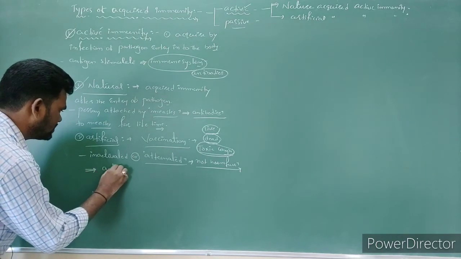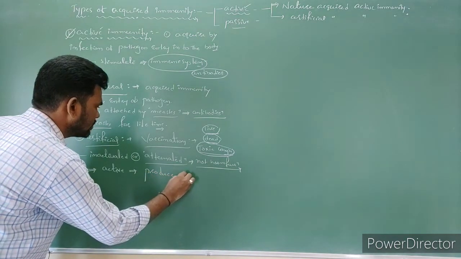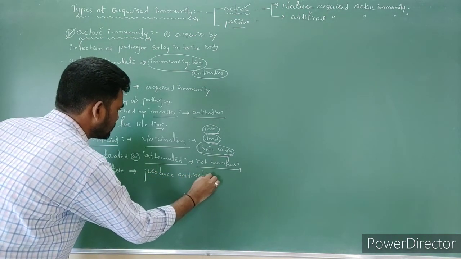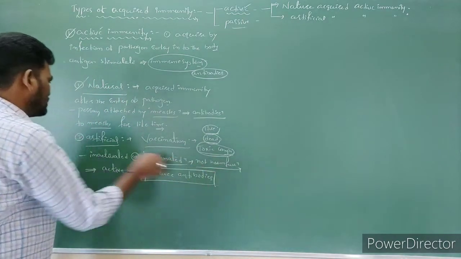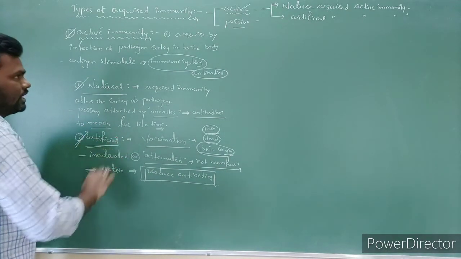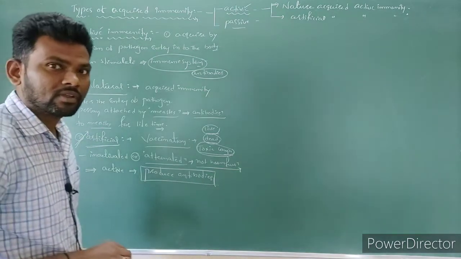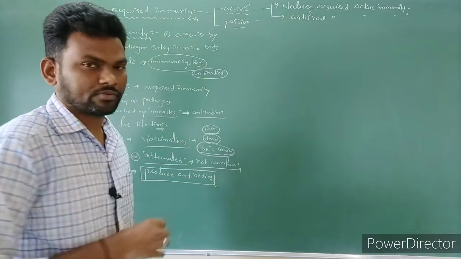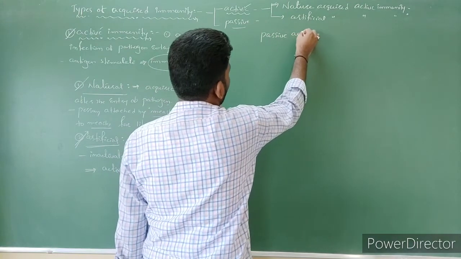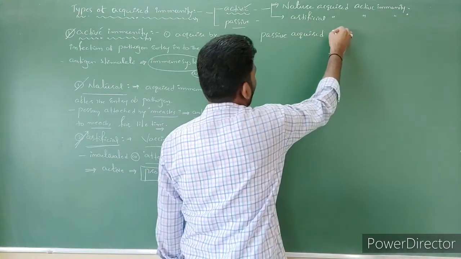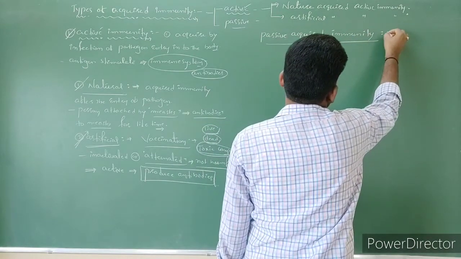The immune system is activated and produces antibodies. So if antibodies are produced in that way, it is called artificial acquired active immunity, right? Next one is passive acquired immunity. In this case, very simple here.